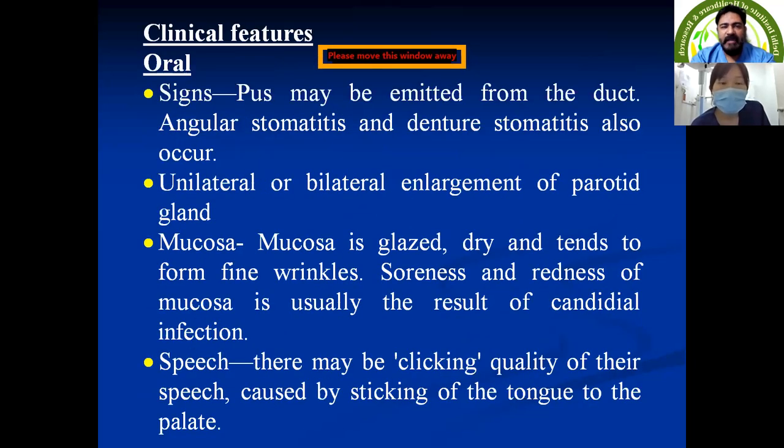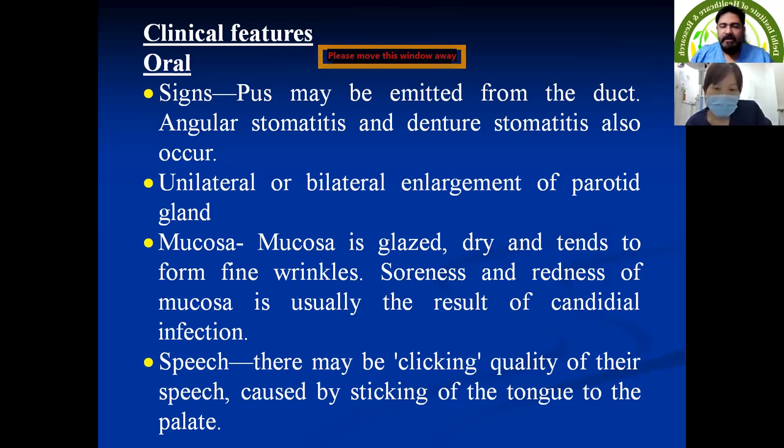In clinical features, signs: pus may be emitted from the duct. Angular stomatitis and denture stomatitis also occur. What happens in angular stomatitis? It is just like cheilosis. Then unilateral or bilateral enlargement of parotid gland. Mucosa is glazed, dry, and tends to form fine wrinkles. Soreness and redness of mucosa is usually the result of candidal infection. So there is a superinfection of candida.